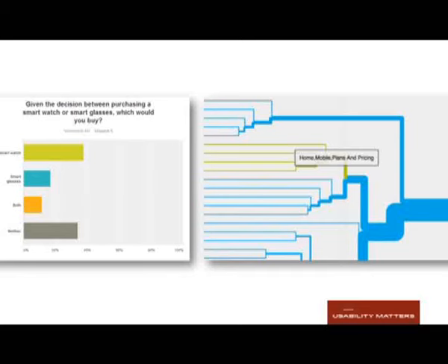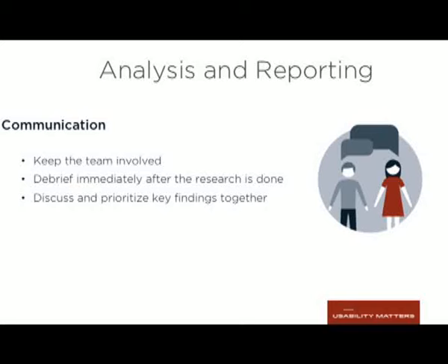Some of the tools that you may use can go even further in helping you analyze your results. Online services like Optimal Sort for card sorting or SurveyMonkey for surveys, obviously, can present your data visually, which is a great help for not only finding the patterns that you're looking for, but also for reporting on those findings and the recommendations that you're going to make.